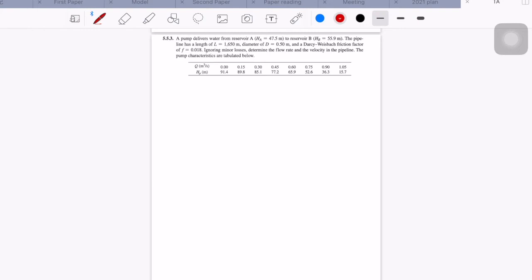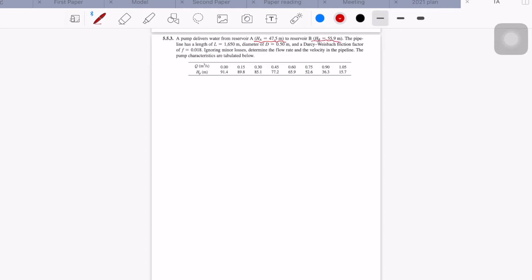Hello everyone, today we will look at some problems about a single pump and pipeline analysis. For the first problem, a pump delivers water from the reservoir A to the reservoir B, and we know HA equals 47.5 meter and HB equals 55.9 meter.